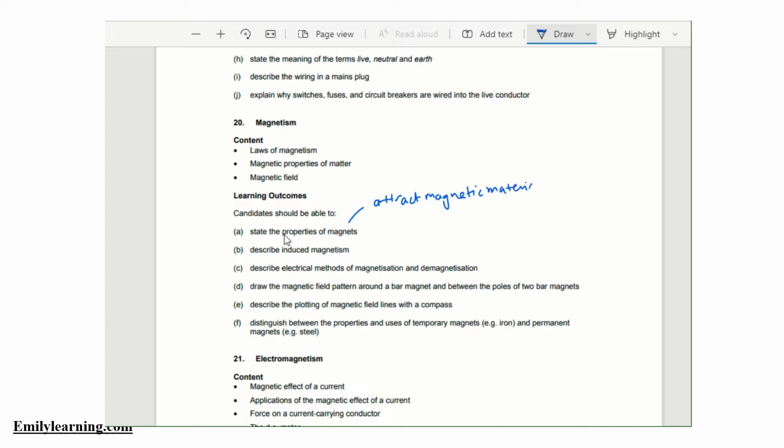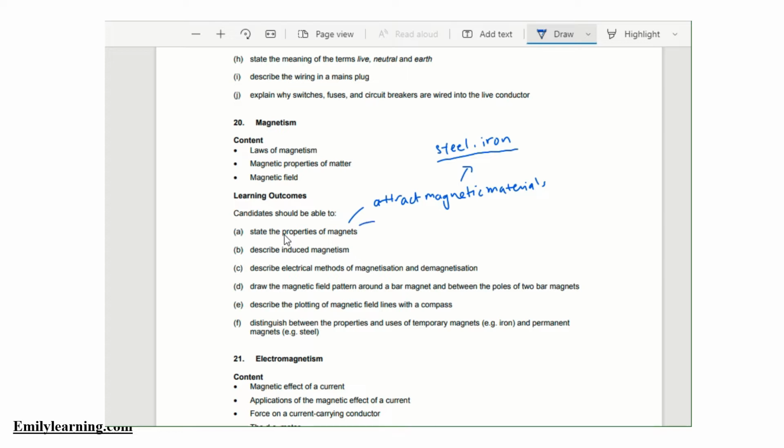And what are magnetic materials? Well, basically for your syllabus, you need to know that steel and iron are examples of magnetic materials. Cobalt and nickel are also some other examples of magnetic material, but for the purpose of your syllabus, you need to remember steel and iron. So a magnet is able to attract anything that is made of steel and iron.